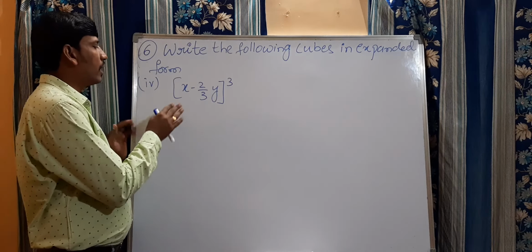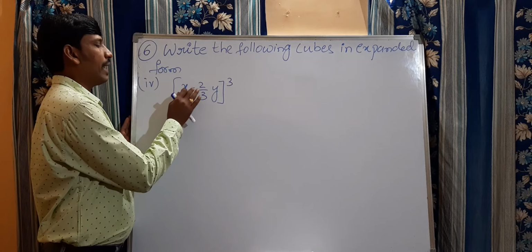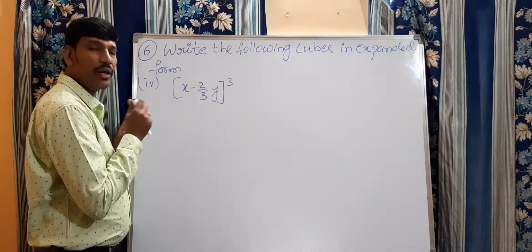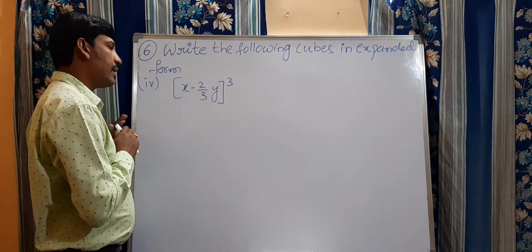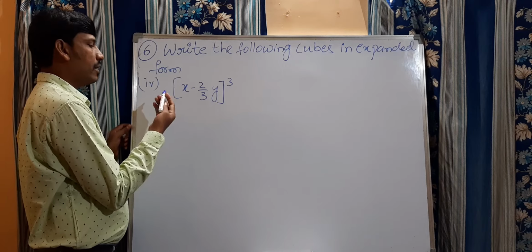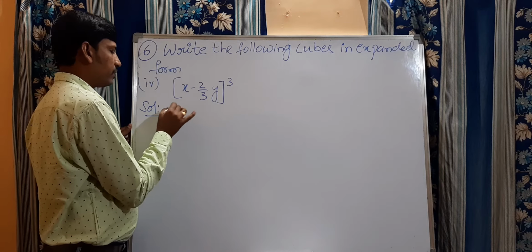Okay, now here let us discuss this problem, fourth problem, x minus 2 by 3y whole cube. So which identity are we going to apply here? Yes, that is the 7th identity we are going to apply to expand this problem. Okay, now let us see the solution here.